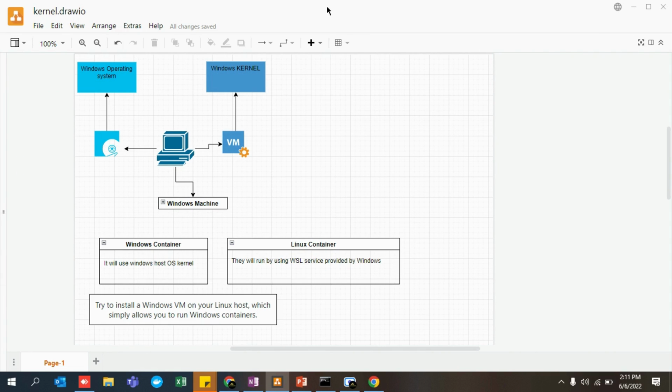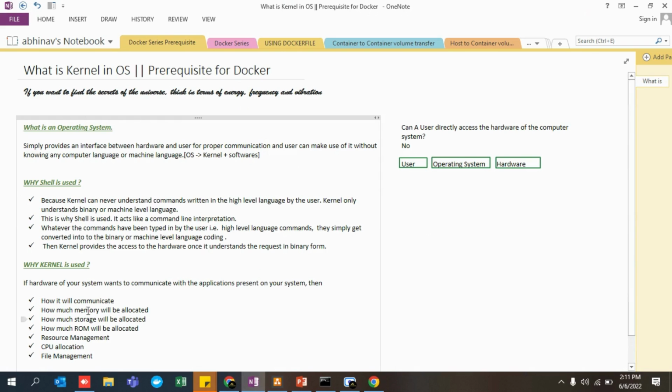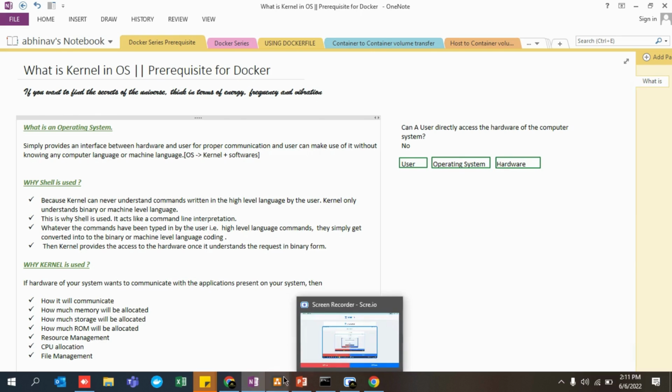So this was the reason that guy didn't know about these very basic concepts: what kernel is all about, what the functionalities of a kernel are, what kind of service Windows is providing in order to run the containers, and whether Linux is providing any other services like WSL kind of stuff. If you do not know what shell is all about, what kernel is all about, what an OS is, then, guys, I know people simply learn the definition and say that it only uses the host OS kernel and that kind of stuff.